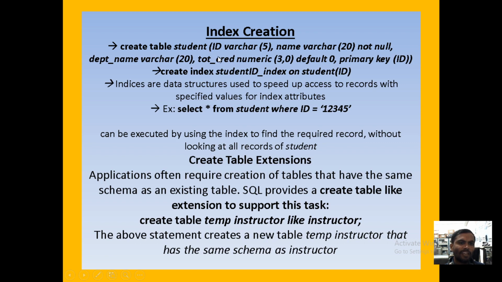Under the student table, we have ID as an attribute. For the ID attribute, we specify a varchar data type, and we can insert only up to 5 characters under the ID. Coming to name, it is an attribute or column, also varchar, and we can insert up to 20 characters. For name we specify NOT NULL. NOT NULL means we cannot insert null values, though we can insert duplicate values, when we are defining the constraint for the specific attribute.